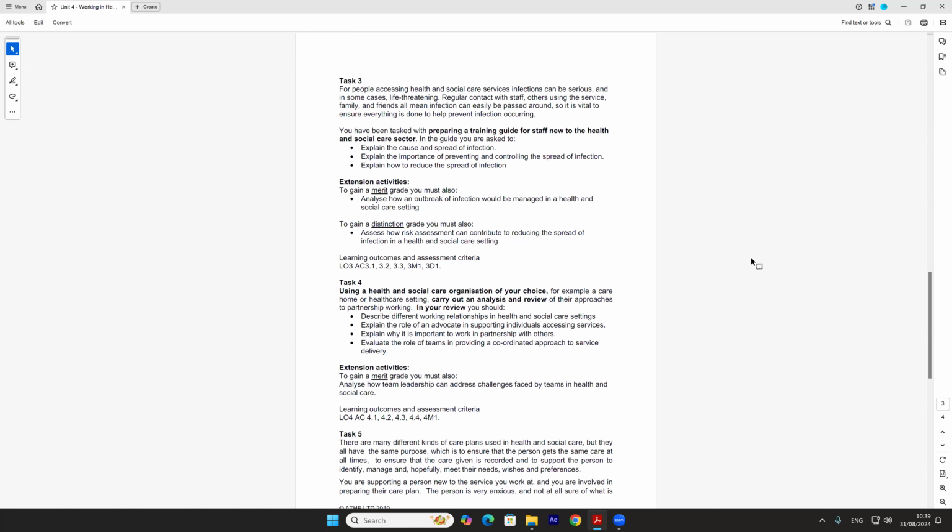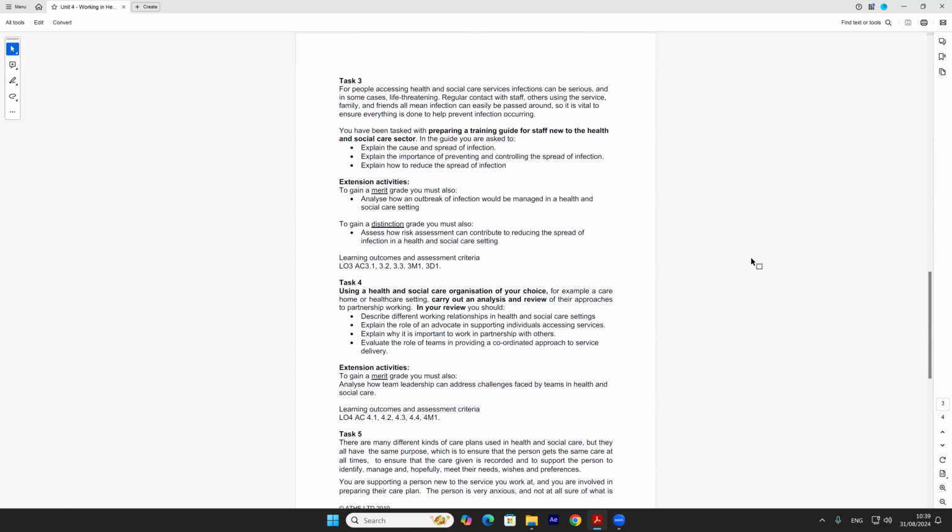Then we can discuss maintaining trust and safety. So a healthcare setting that effectively controls infection maintains the trust of patients and their families, and it ensures that the environment is seen as safe and reliable as well. So the safety and well-being of everyone in a healthcare setting depends on effective infection control measures. It's not just about preventing illnesses, but also maintaining a safe and trusting environment.